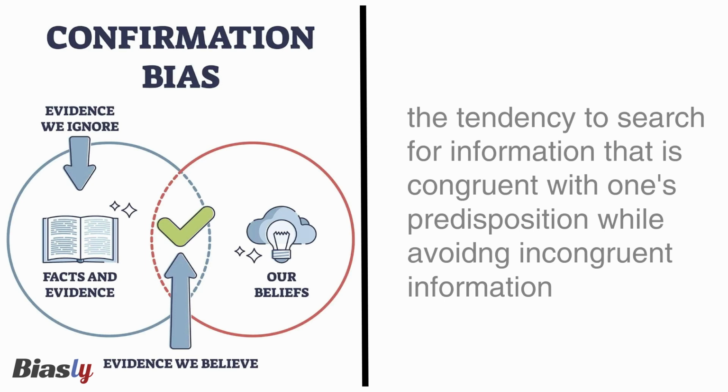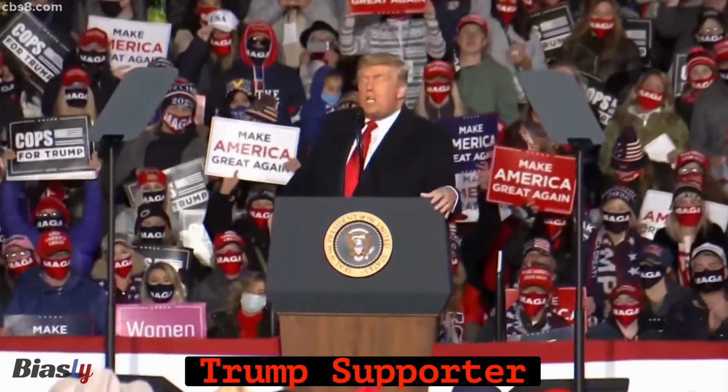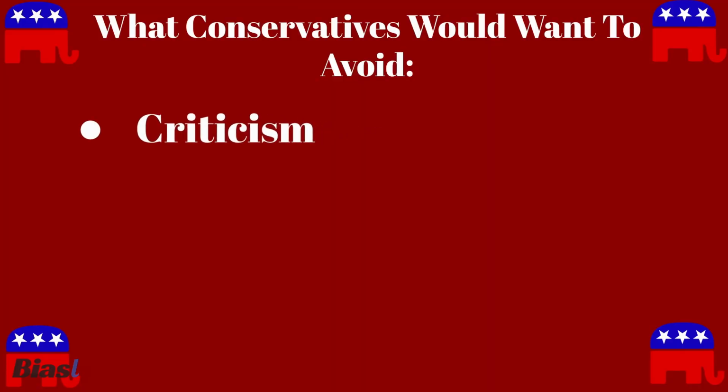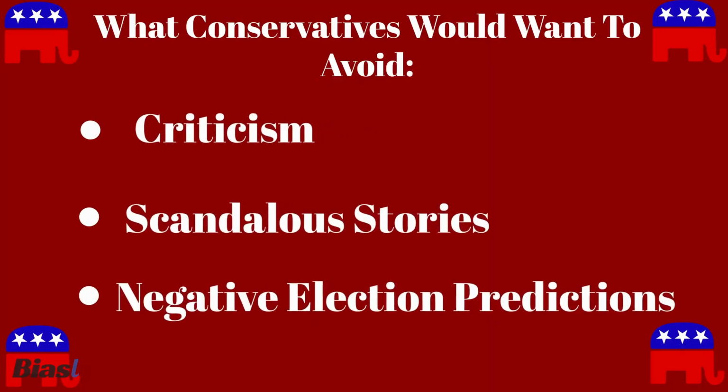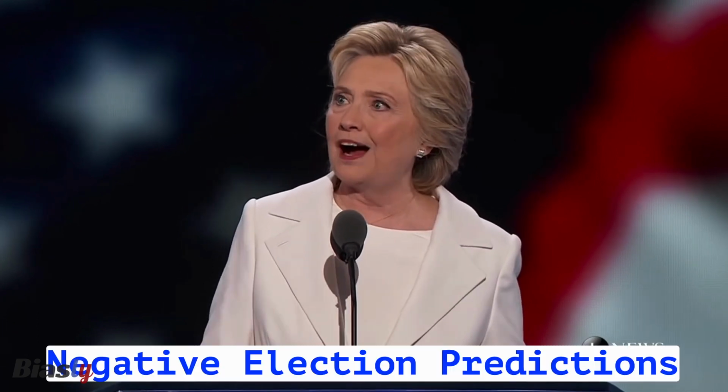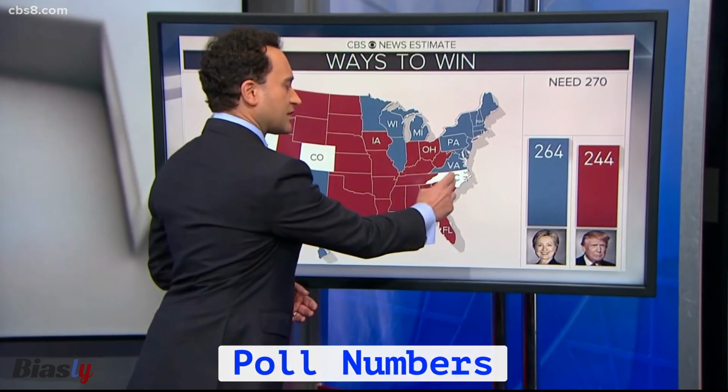Confirmation bias can be defined as follows: the tendency to search for information that is congruent with one's predisposition while avoiding incongruent information. We can think of this bias in the context of the 2016 presidential election. A conservative, Republican Trump supporter would want to hear good news about Donald Trump's campaign and poll numbers. They would want to avoid criticism, scandalous stories, or negative election predictions involving Trump. On the other hand, they would want to hear criticism, scandalous stories, or negative election predictions involving Hillary Clinton. They would want to hear bad news about her campaign and poll numbers.